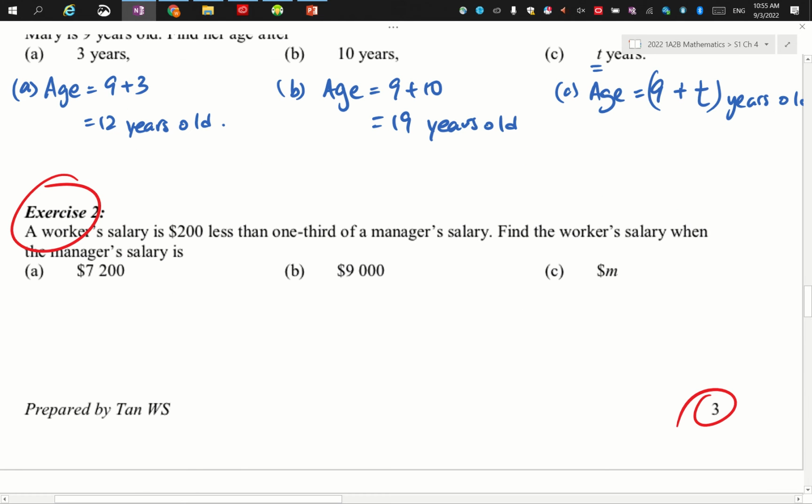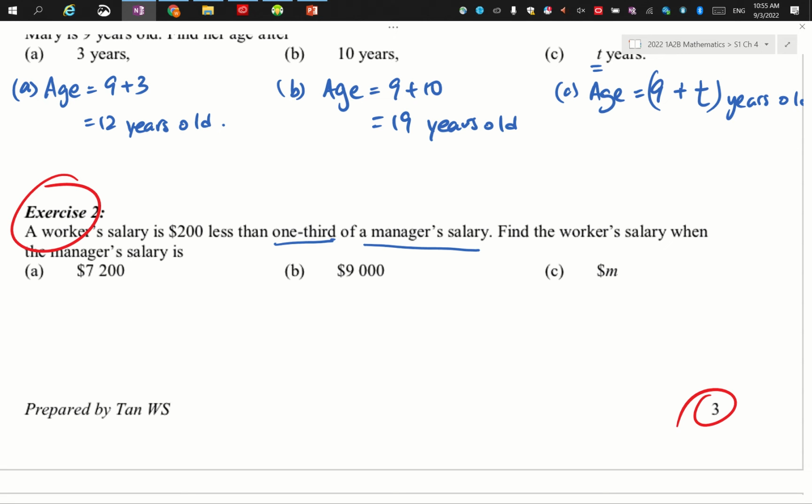So exercise number 2: a worker's salary is $200 less than 1/3 of the manager's salary. Who fully understands this sentence? The first sentence, raise your hand. Fully understand, I know what it's talking about. Who needs some clarification? Not too sure, need some clarification. Raise your hand. Okay, I will explain to you. We do it part by part.